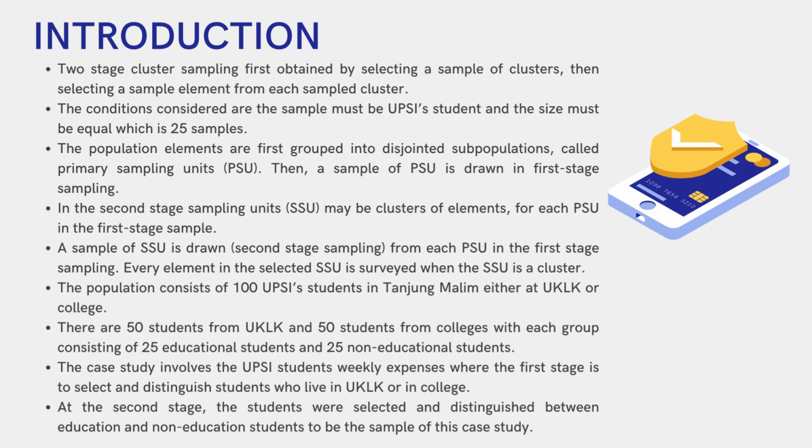Two-stage cluster sampling is first obtained by selecting a sample of clusters, then selecting a sample element from each sample cluster. The conditions considered in our assignment are that the sample must be UPSI students and the size must be equal, which is 25 samples. The population elements are first grouped into disjointed subpopulations called primary sampling units (PSU). Then a sample of PSU is drawn in first stage sampling.